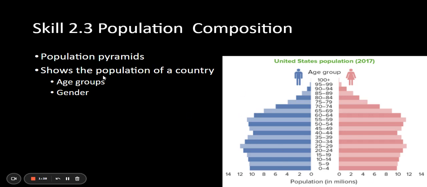So it shows you the age groups and the genders. The colors represent the genders. The blue is on the left. Those are the men. Women are on the right, usually shown in pink, but sometimes you'll see it in black and white. Now, how would you know the side?